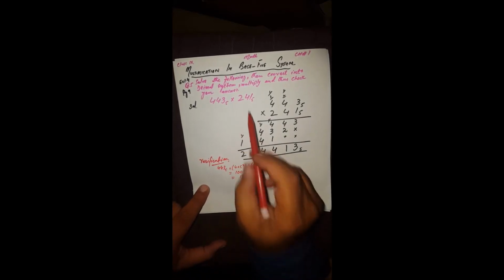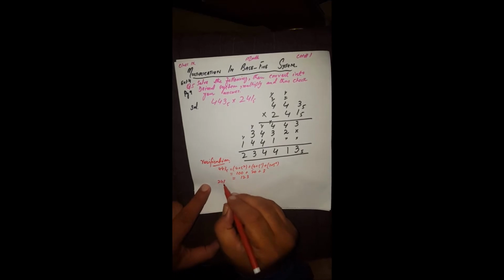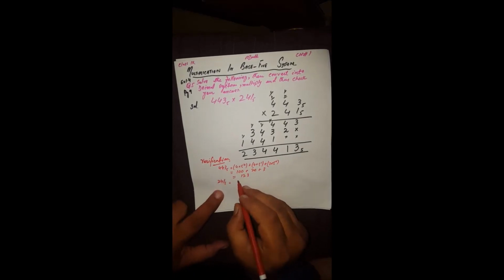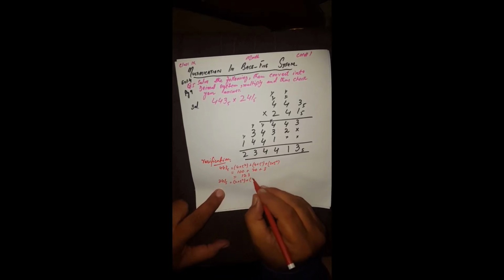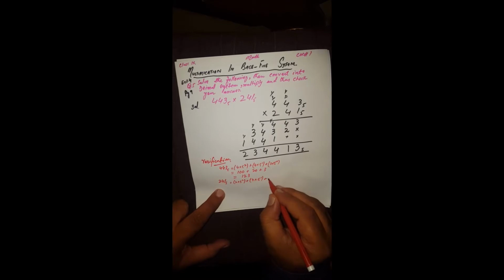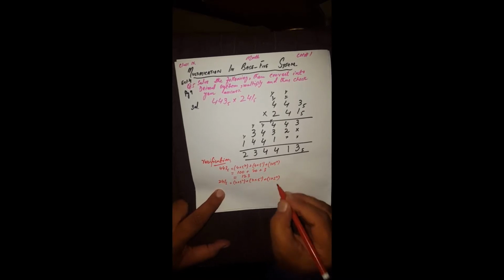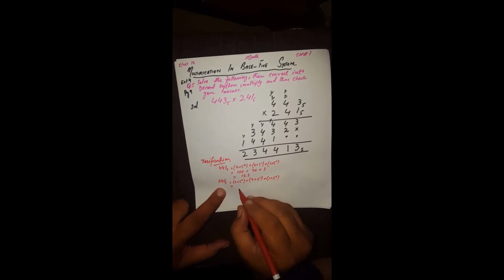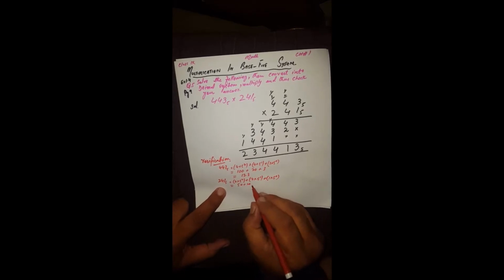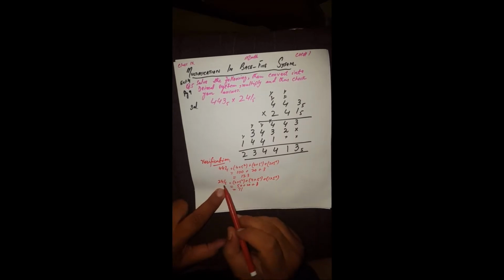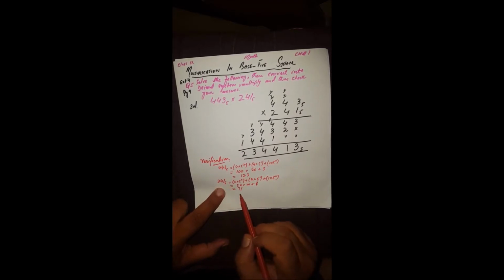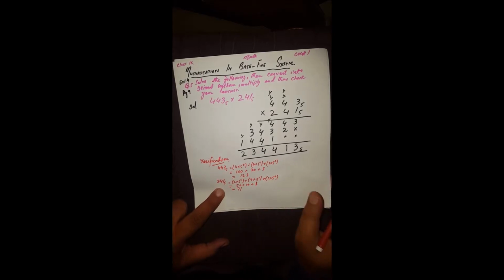So now we take the next number, 241. 241 in base 5 is equal to 2 multiplied by 5 power 2 plus 4 multiplied by 5 raised to power 1 plus 1 multiplied by 5 raised to power 0. That is equal to 50 plus 20 plus 1. That is equal to 71. The number 241 in base 5 is equal to 71 in decimal.